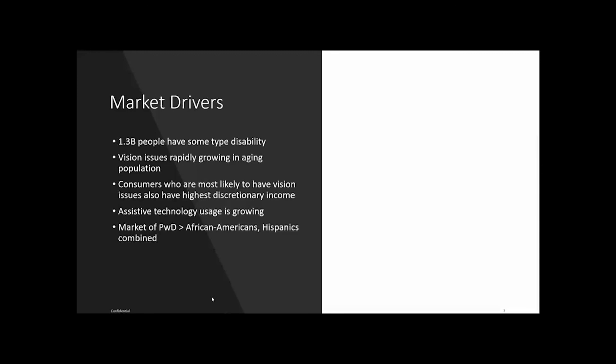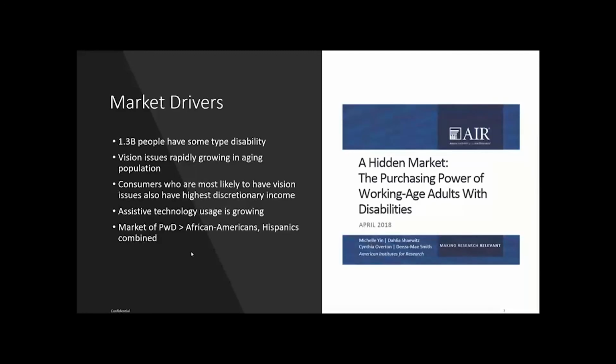So these numbers, people with disabilities in the US, for example, are larger than the populations of Hispanics, African Americans, and so on. From the Canadian side of things, we have a lot of things in place at this point, and you're going to maintain this lifelong customer. There have been great studies out there, and I'm going to show you one really quickly by Michelle Yin, Cynthia Overton, and Dahlia Schwartzwitz about the hidden market, because we're an aging population, and certainly the need for accessibility for documents and websites is critical.